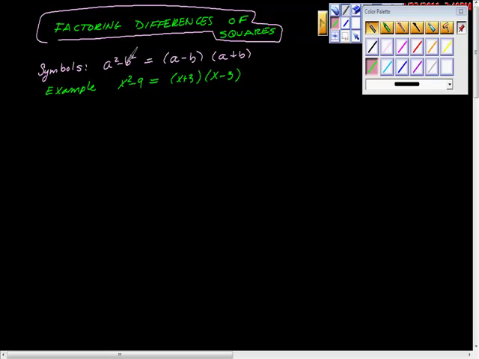It says that a squared minus b squared is equal to a minus b times a plus b. As an example, x squared minus 9 is the same as x plus 3 times x minus 3. Let's look at why this is true. It's not really hard to see. So let's just try to follow this if we can.